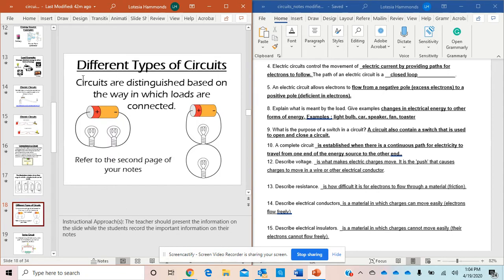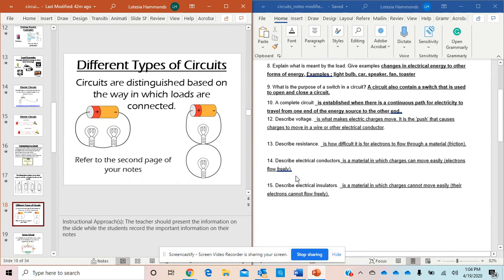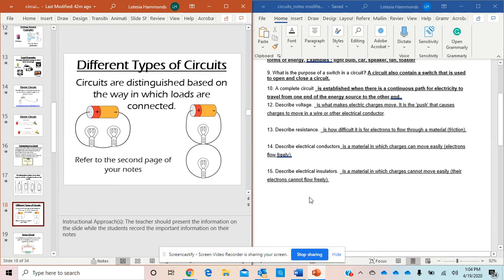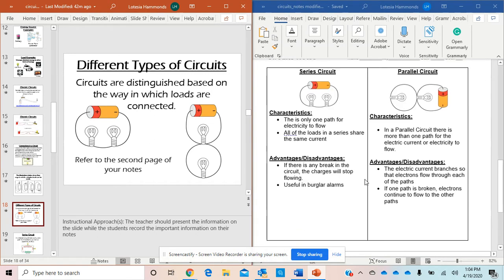All right, so for this part of the notes, it doesn't continue on for questions 12 through 15. It actually starts on the next page. So if you could take a moment, scroll to the bottom of the notes where you'll see 2 columns, one that says series and one that says parallel circuit. Again, this information has already been populated for you.